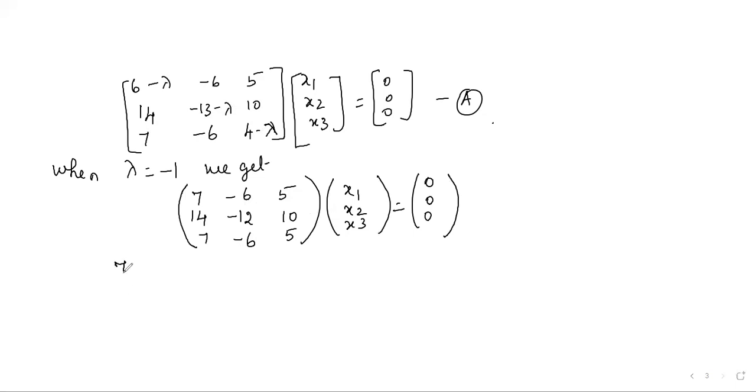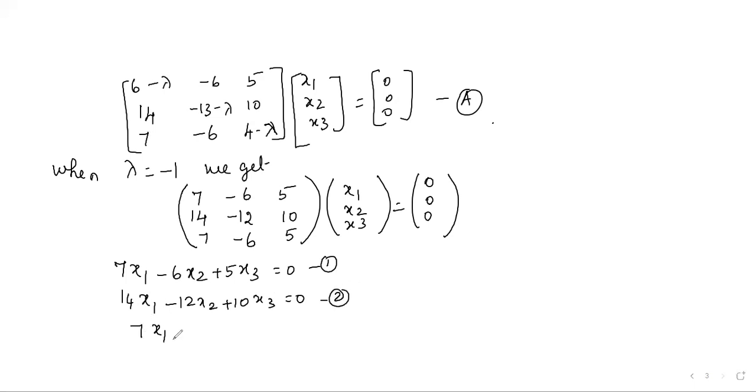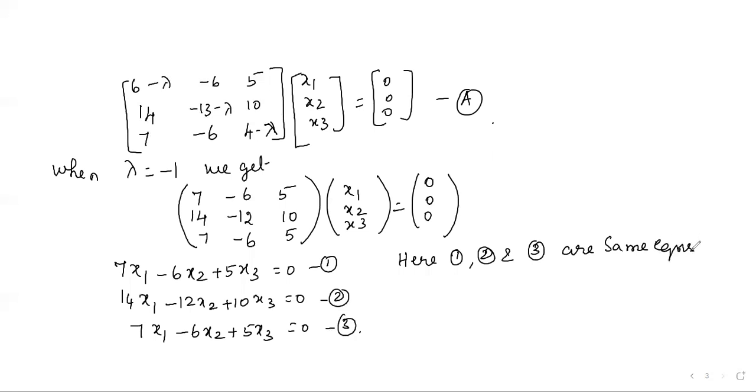So on multiplication, you will be getting 7x1 minus 6x2 plus 5x3 is equal to 0 as the first equation. Second equation, 14x1 minus 12x2 plus 10x3 is equal to 0. Third equation, 7x1 minus 6x2 plus 5x3 is equal to 0. Now here you can see all three equations are one and the same. You can write it as a single equation, 7x1 minus 6x2 plus 5x3 is equal to 0.